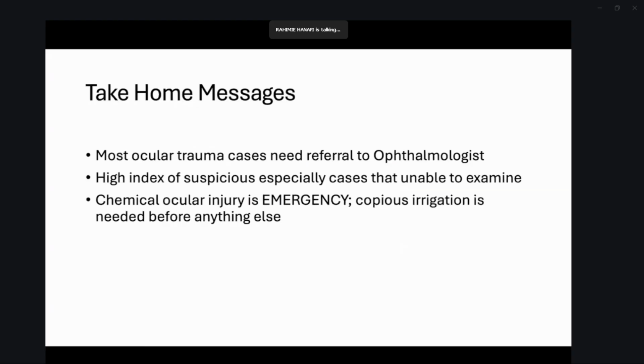So that's all for today. The take-home message is that most ocular trauma cases need referral to ophthalmologists. Keep a high index of suspicion, especially in cases that you are unable to examine, and chemical ocular injury is an emergency. Copious irrigation is needed before anything else.